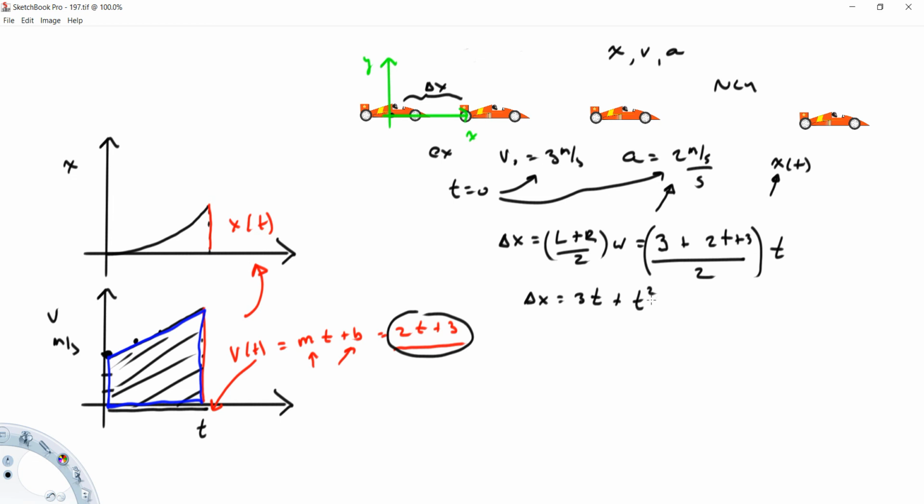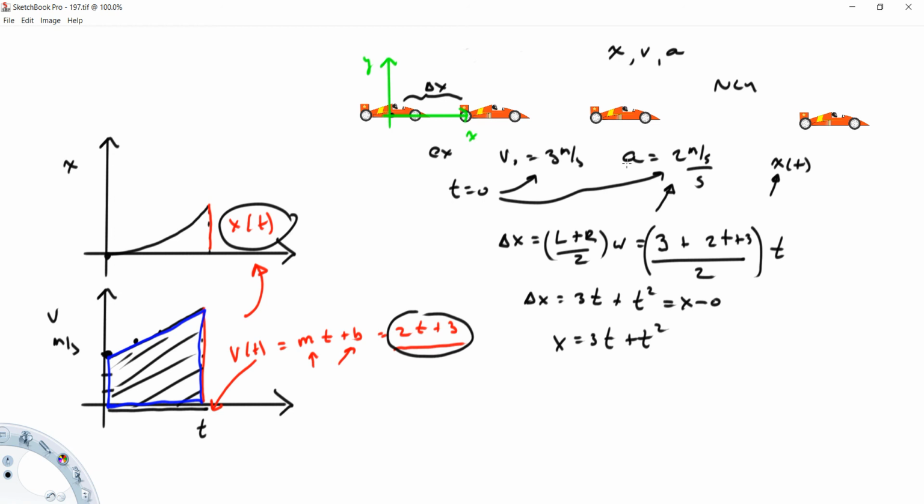Now, delta x is final minus initial. Our initial x coordinate is 0, so this is effectively x final minus 0. So our function can be simply expressed as 3t plus t squared. So here's how to use our velocity graph and the area to derive a function for the position of the car. I can put in any value for time I want, and it's going to tell me the correct x coordinate. Again, this is only good while this acceleration remains constant at 2 meters per second squared.